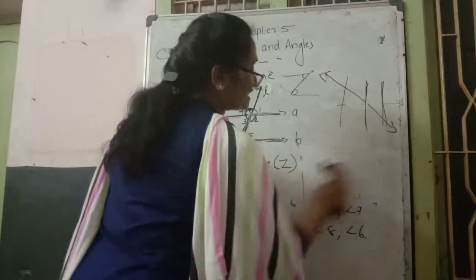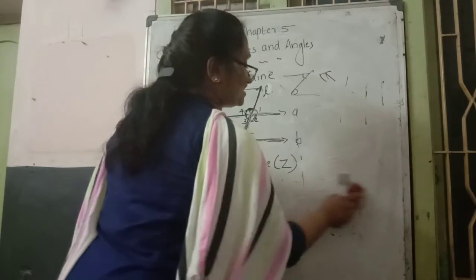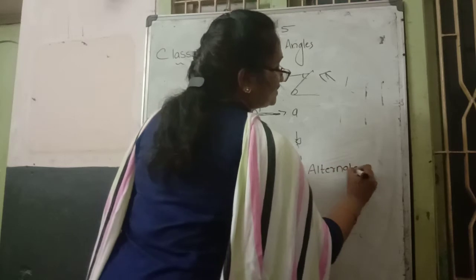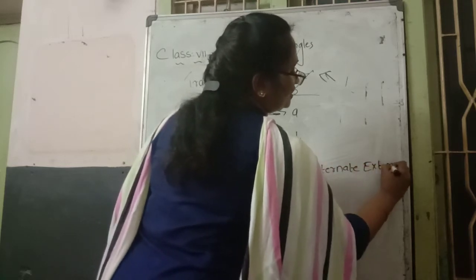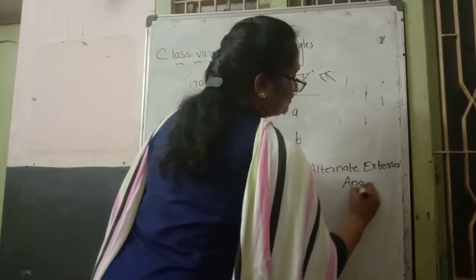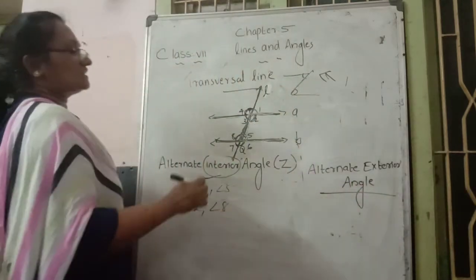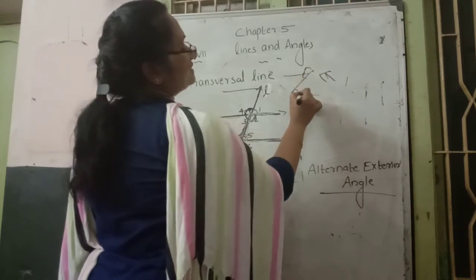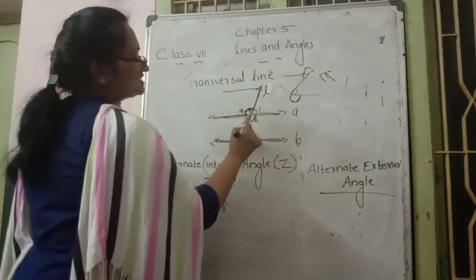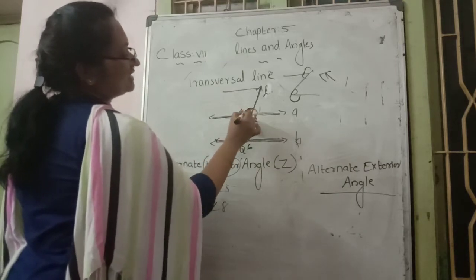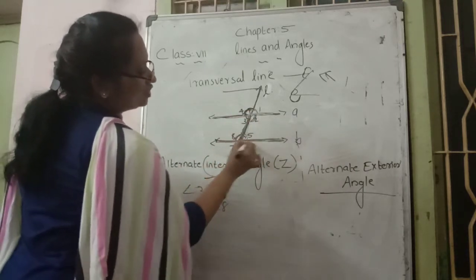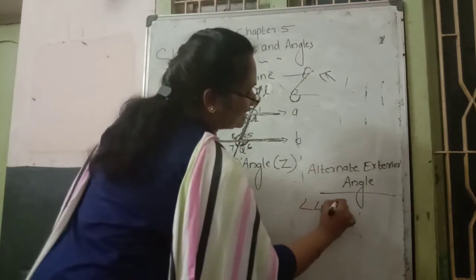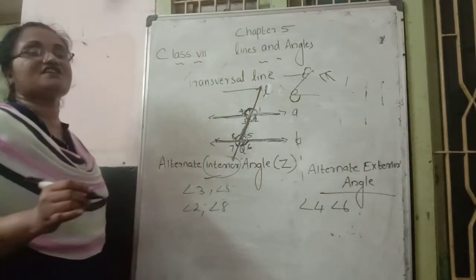Next, in the same way, there is also the alternate exterior angle. How to identify alternate exterior? Alternate exterior means you consider the top angles of the Z shape, this line's top. Here the Z shape's top is angle 4 on the left side, and at the top of the tail, which angle do they make? 4 and 6. They are the alternate exterior pair of angles.